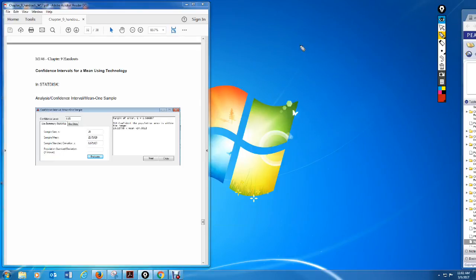Okay, so just to quickly show you how you can do this in StatDisk, just go to Analysis, Confidence Interval, Mean One Sample, put in the confidence level you want. Here was our sample size. I put in our sample mean, X bar. I put in our sample standard deviation, S. Hit the Evaluate button. Right here you can see the same margin of error that we just calculated by hand. Right here you can see the same confidence interval that we just calculated.